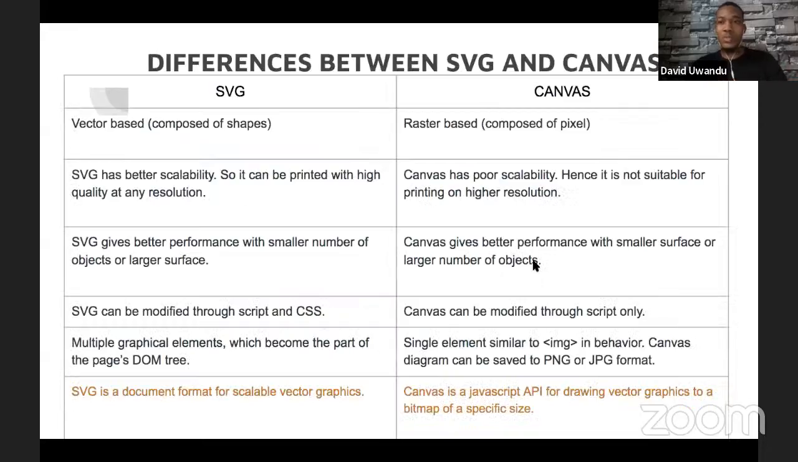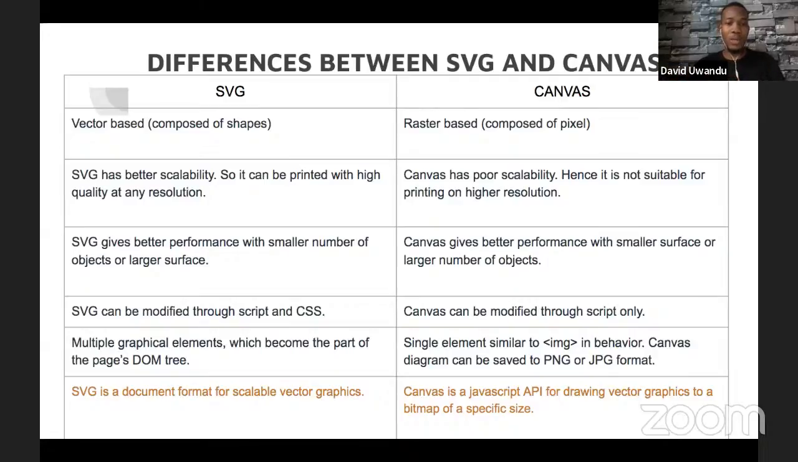Now let's move on to the differences between SVG and canvas. The first one is that SVG is vector-based. It is composed of shapes, while canvas is raster-based, composed of pixels. SVG has better scalability, so it can be printed with high quality at any resolution, but canvas has poor scalability, so it is not suited for printing at higher resolution.